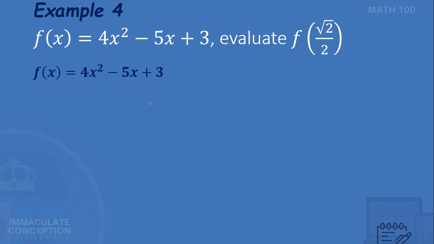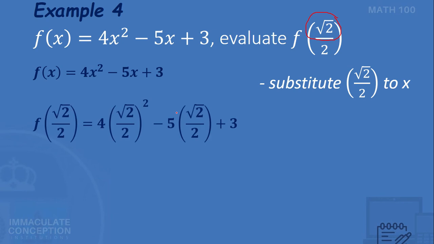4x squared minus 5x plus 3. Evaluate the f of square root of 2 over 2. So in this given example, we have a radical symbol. Substitute the square root of 2 over 2 to x.